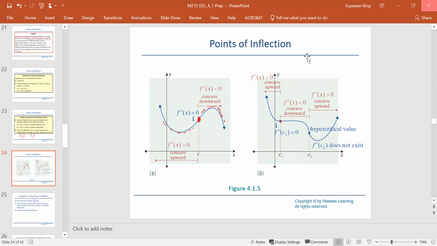At the point C1, the left side of the point C1, the graph is concave upward. The right side is concave downward. And at the point C2, the left side is concave downward, the right side concave upward. So point C2 is also a point of inflection. And we call the points C1, C2 hypercritical values.